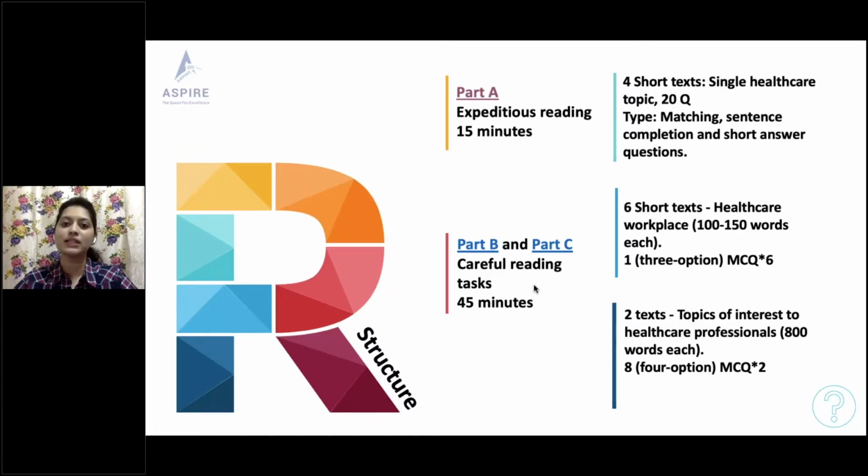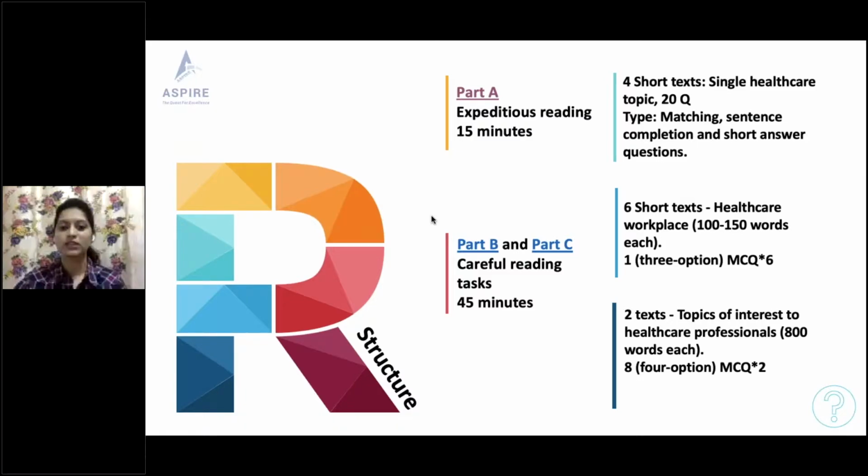Both part B and C are in a single booklet, and it'll run for 45 minutes. Part B and C happen one after the other. Part A, on the other hand, as I just mentioned, will be collected right after it's done.